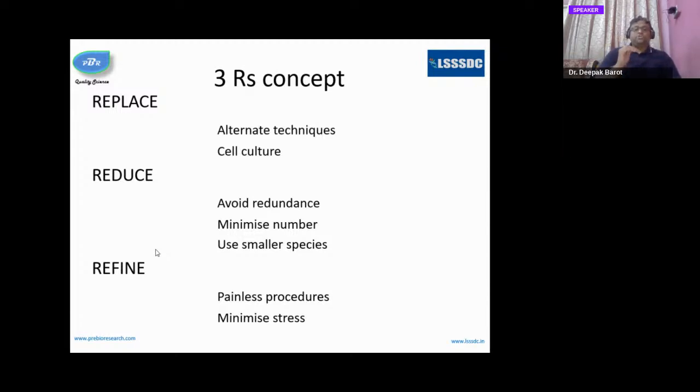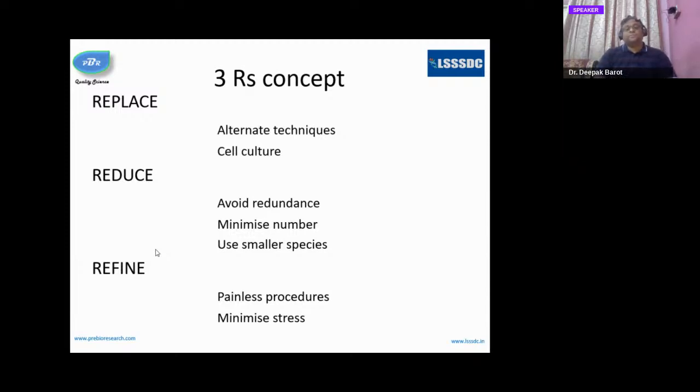Refine, try to use procedures, right? You have to use these animals. The least we can do is make sure that your procedures are painless wherever possible. Minimize the stress by providing them the ideal environmental conditions, by giving them enrichment. So at least by doing all these things, you can do the refining of your procedures, right? So replace, reduce, refine, and reuse.